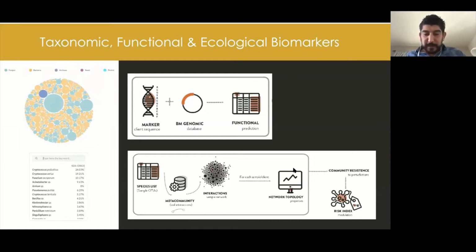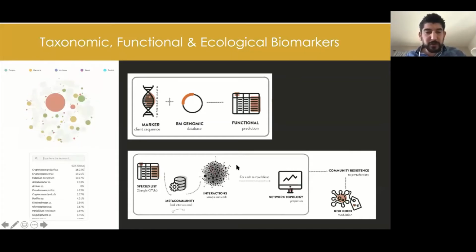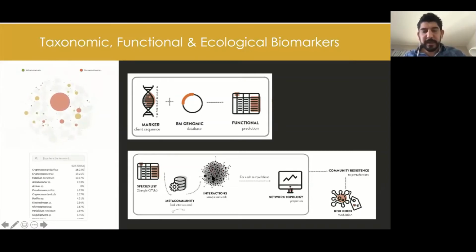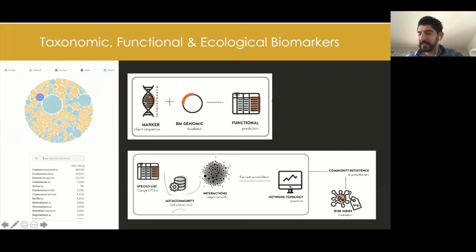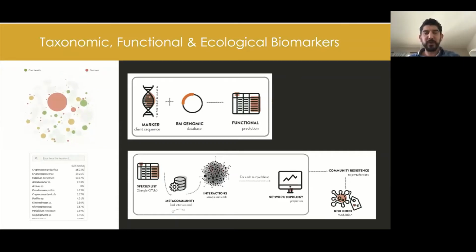And then last but not least, we also look at ecological biomarkers. So what we do is that we have a species list. We look at all of the bacteria and archaea on one table, and then in a different table, we have all of the fungi. And what we do is that we convert that list into an interaction map, a network. And that network basically summarizes the interaction between different microorganisms, which microorganisms like to co-occur and which like to co-exclude one another.